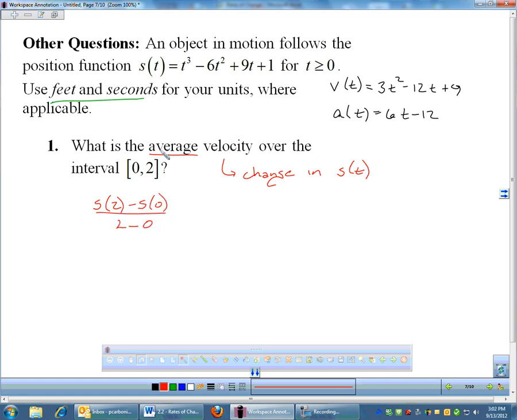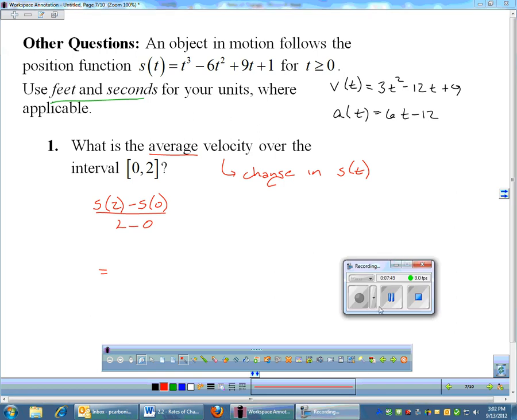We actually are not going to use the velocity function for average velocity. Instantaneous velocity is different. Average velocity, though, we're just going to do the old-fashioned slope formula, so I'll plug that in. 2 cubed is 8. I should have done this off to the side. Hang on, I'm going to pause this and get my calculator ready.